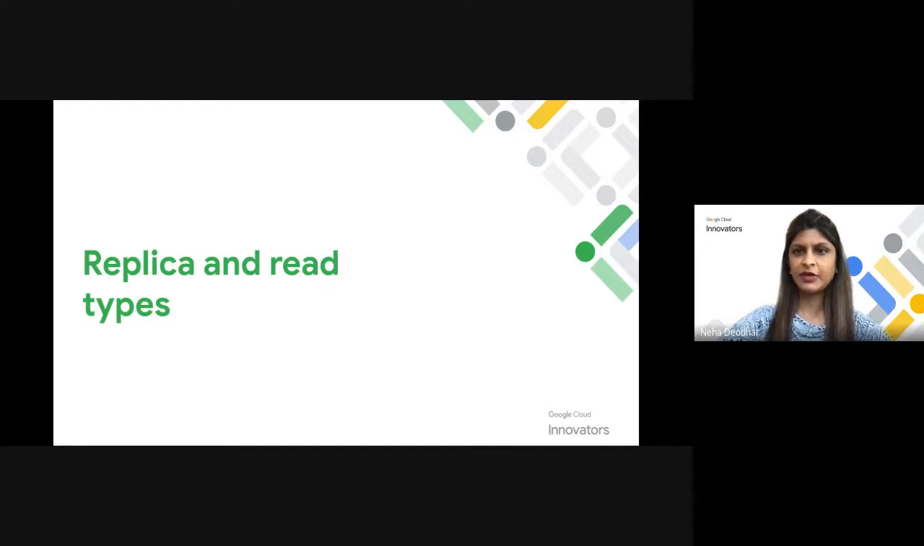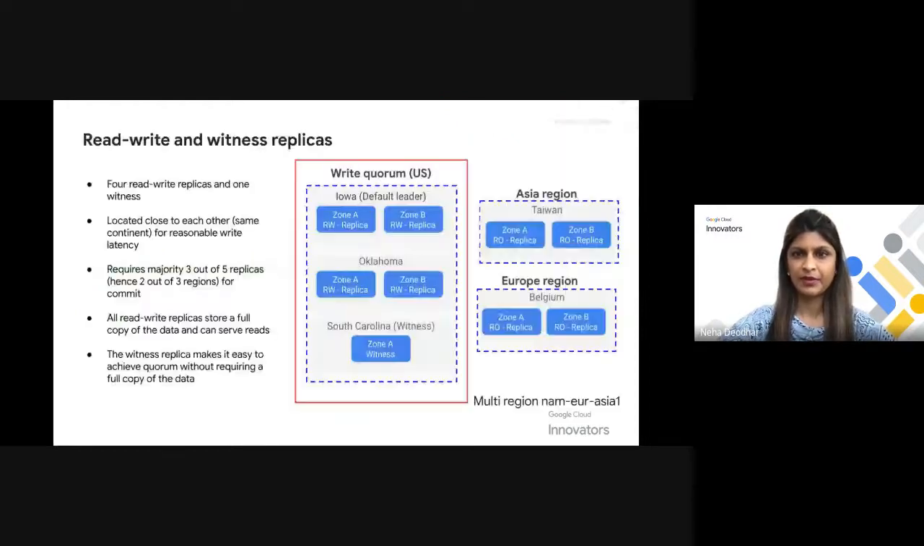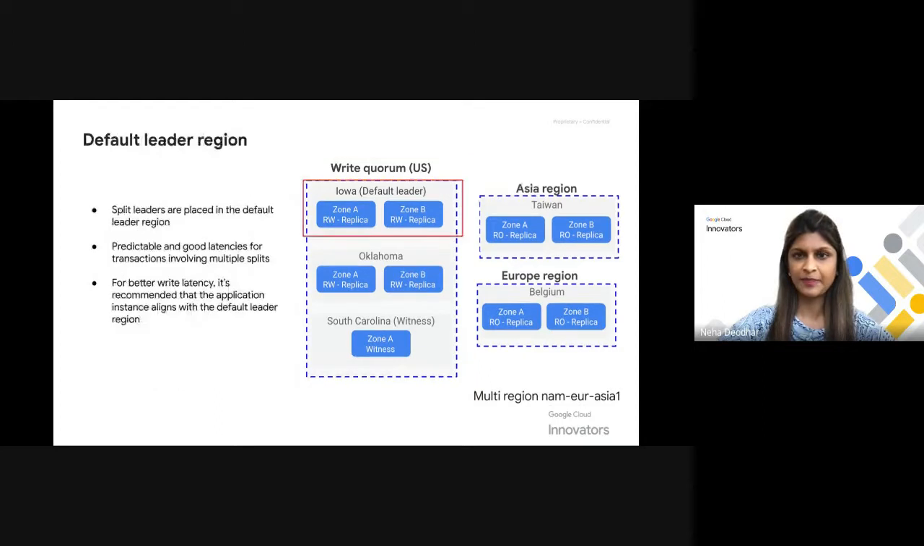Now let's understand and try to unpack the various replica and read types that we've seen to get how you can use them to get the maximum benefit from Spanner. Multi-region configurations always contain 2 read-write regions and 1 witness region. The read-write regions each store 2 copies of your database. The witness only stores the transaction logs and does not store a full copy of your database. Spanner will require a majority of 2 out of the 3 regions to commit a write, or 3 out of the 5 replicas to commit a write. So these regions are usually located close to each other so that we can get reasonable write latencies.